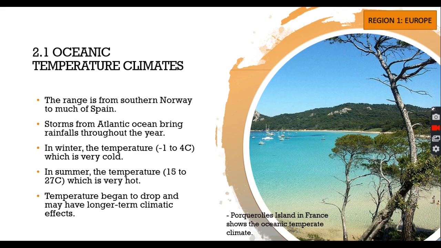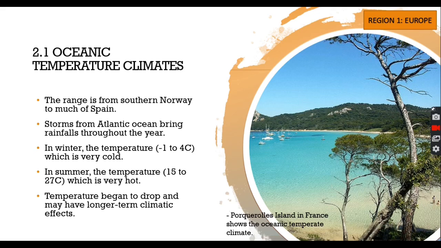Common to the western countries are oceanic temperate climates, which range from southern Norway to much of Spain. The storms from the Atlantic Ocean also bring rainfall throughout the year. The temperature rarely drops below freezing in winter, which is about -1 to 4 degrees Celsius, and it becomes very hot in summer, at 15 to 27 degrees Celsius.